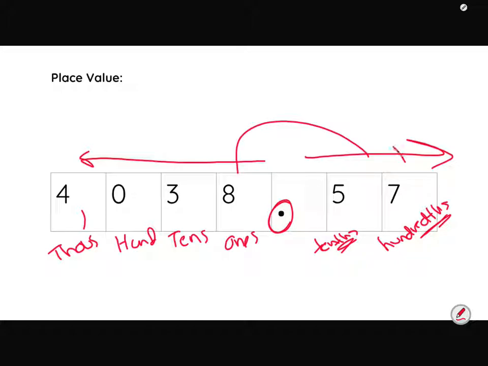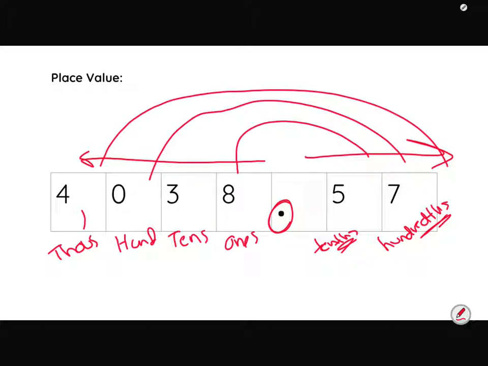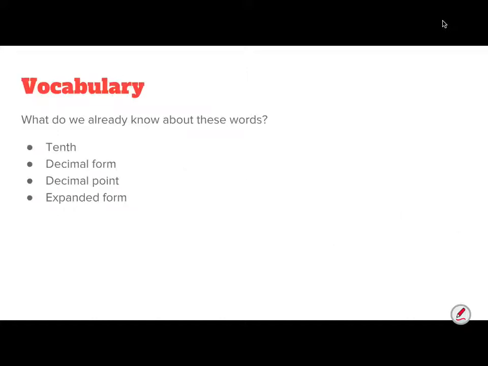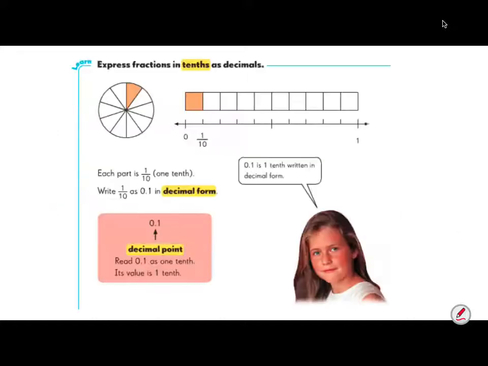And our place value aligns. So we have tens and tenths, hundreds and hundredths, and then it would go thousands and thousandths. On either side of the decimal, our place value stays the exact same, except that on this side we have whole numbers, and on this side we have parts of a whole. So what we are going to practice today is specifically tenths. First up, I'm going to skip that.